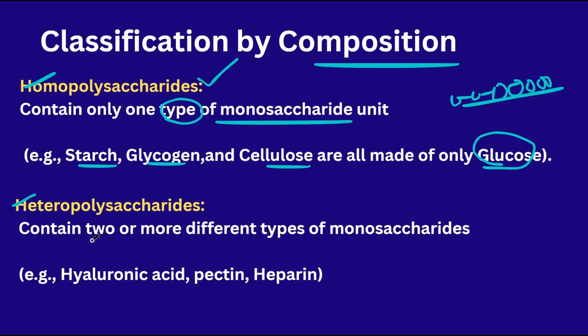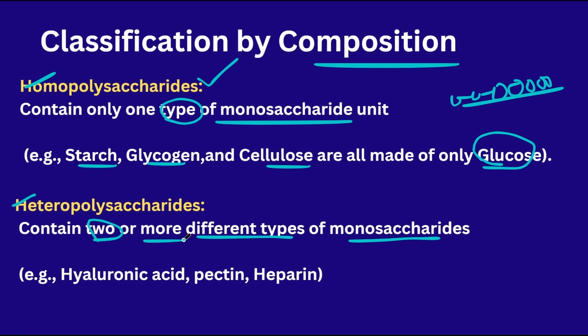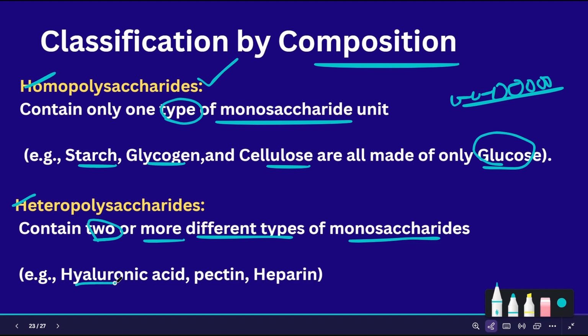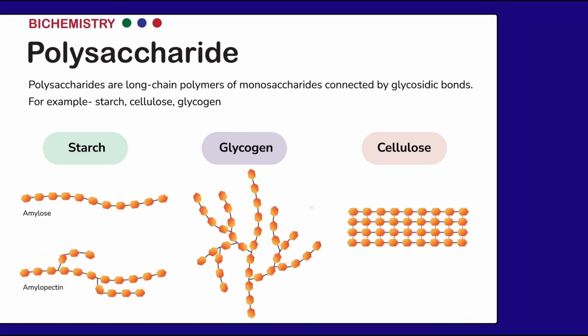In the heteropolysaccharides, hetero means different. There are different types of monomeric units present. Two or many different types of groups combine to form hyaluronic acid, pectin, heparin, etc. So these are the heteropolysaccharides.